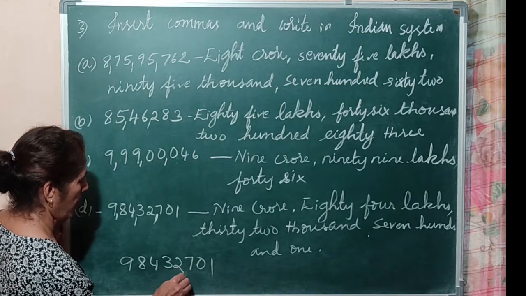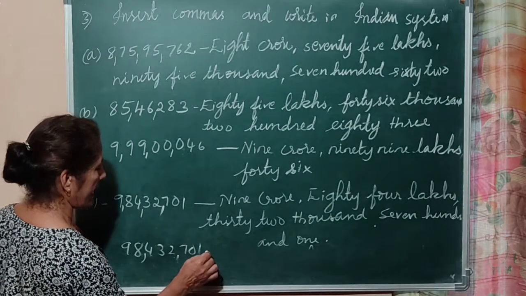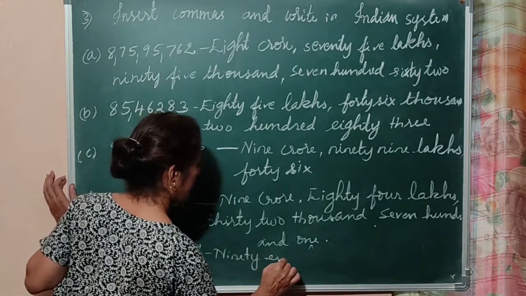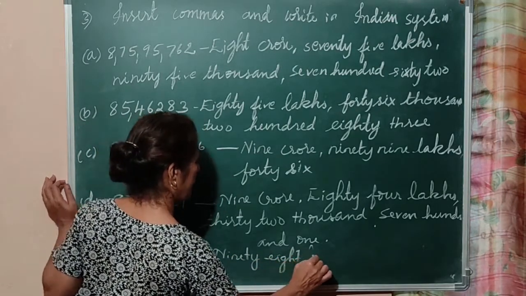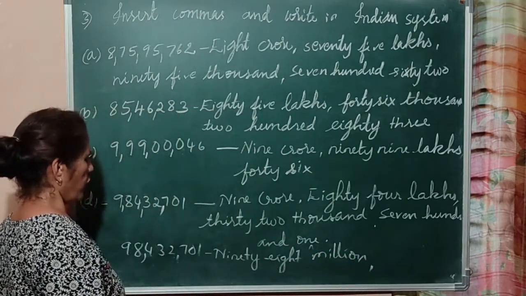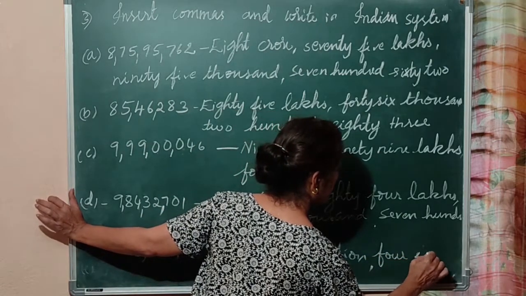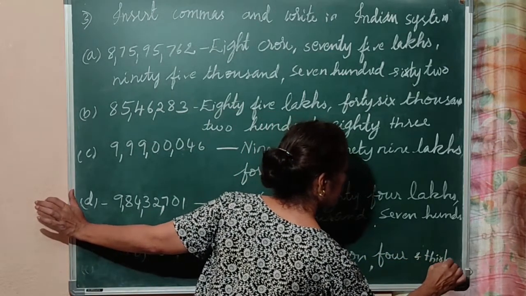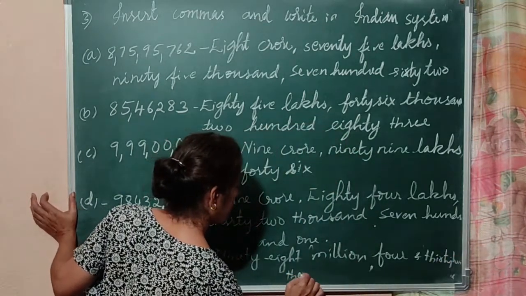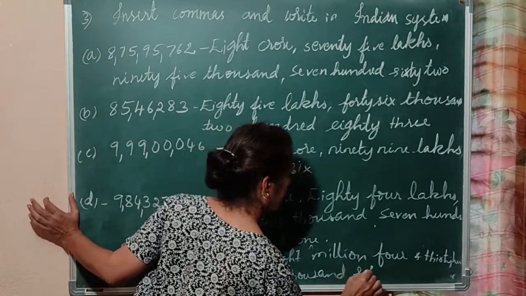How will you write it down? 1, 2, 3, comma, 1, 2, 3. So how do you write down? 98 million 432,000 701.